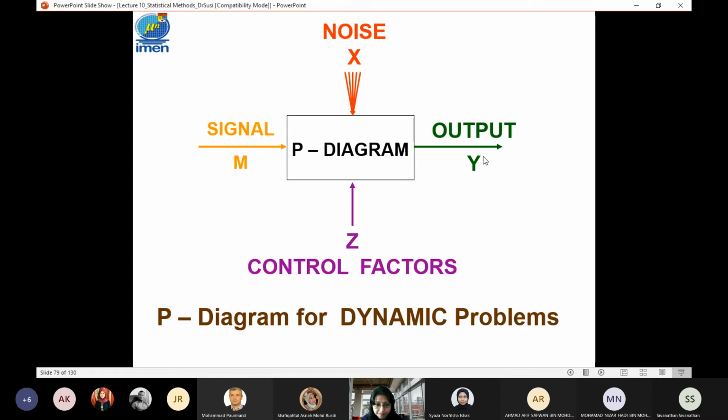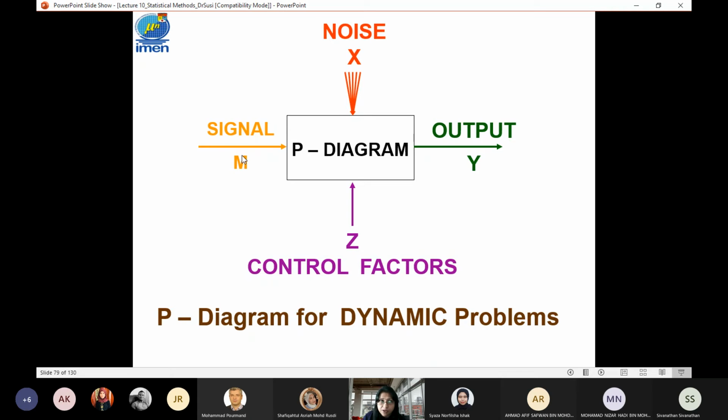Doctor, how do you differentiate between signal and control factor? I don't know what is signal. Signal is like you want to look at variability into your system, right? Control factors are things that you vary. Actually, signal is related to the output, something that you change in the output.